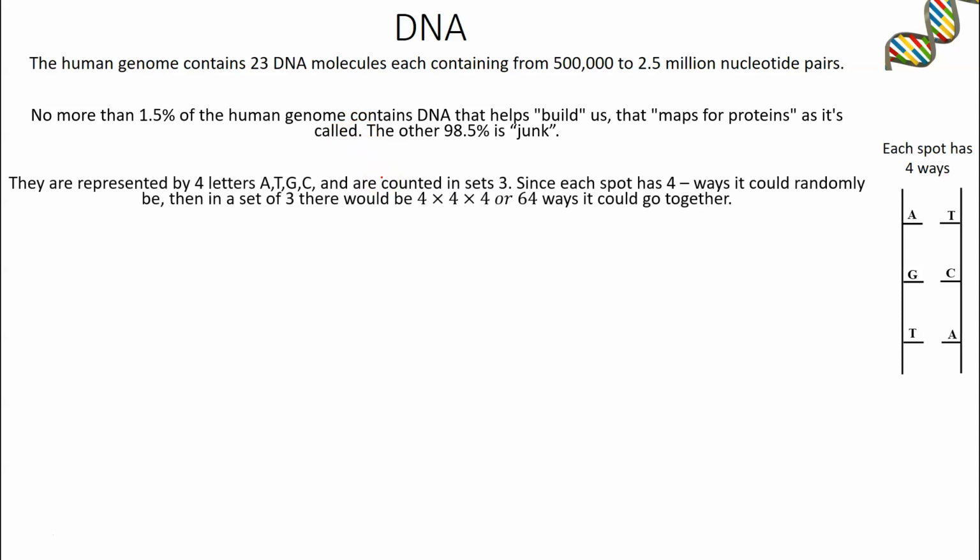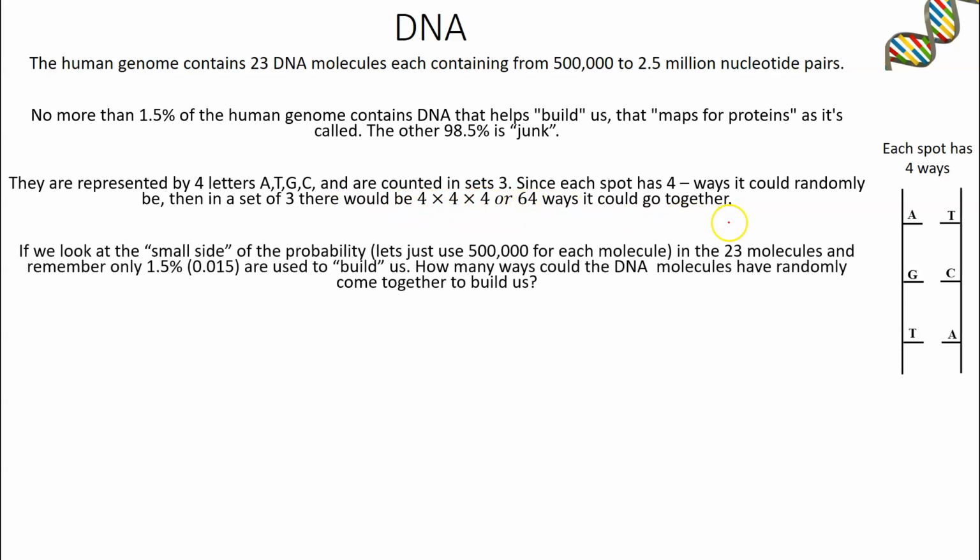They're represented by 4 letters. I don't think that the letters themselves necessarily mean a ton, but maybe they do. I really don't know. A, T, G, and C, and are counted in sets of 3. Since each spot has 4 ways, this spot here could be A, T, G, or C, and so on. If this was all put together randomly, then in a set of 3, that'd be 4 times 4 times 4, 64 ways that they could go together.